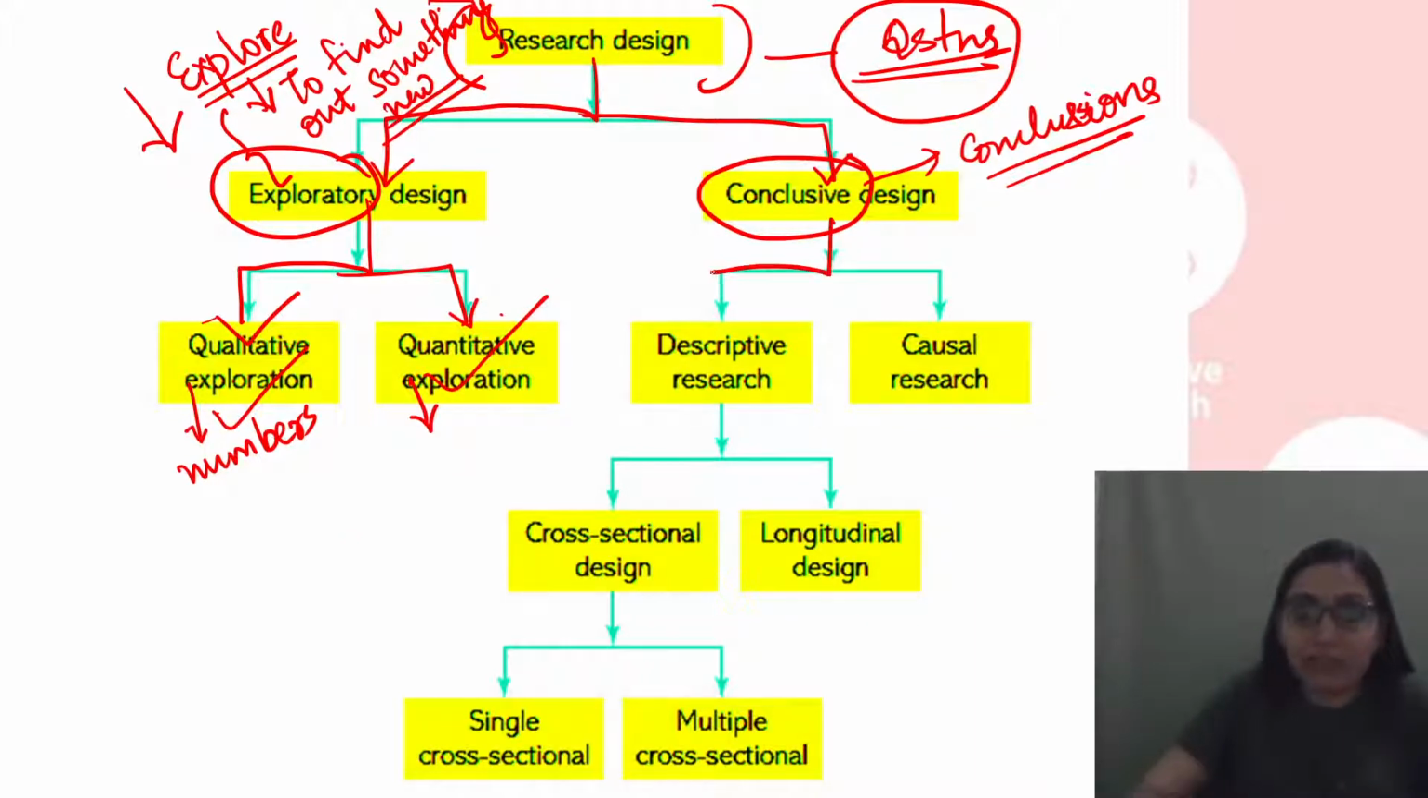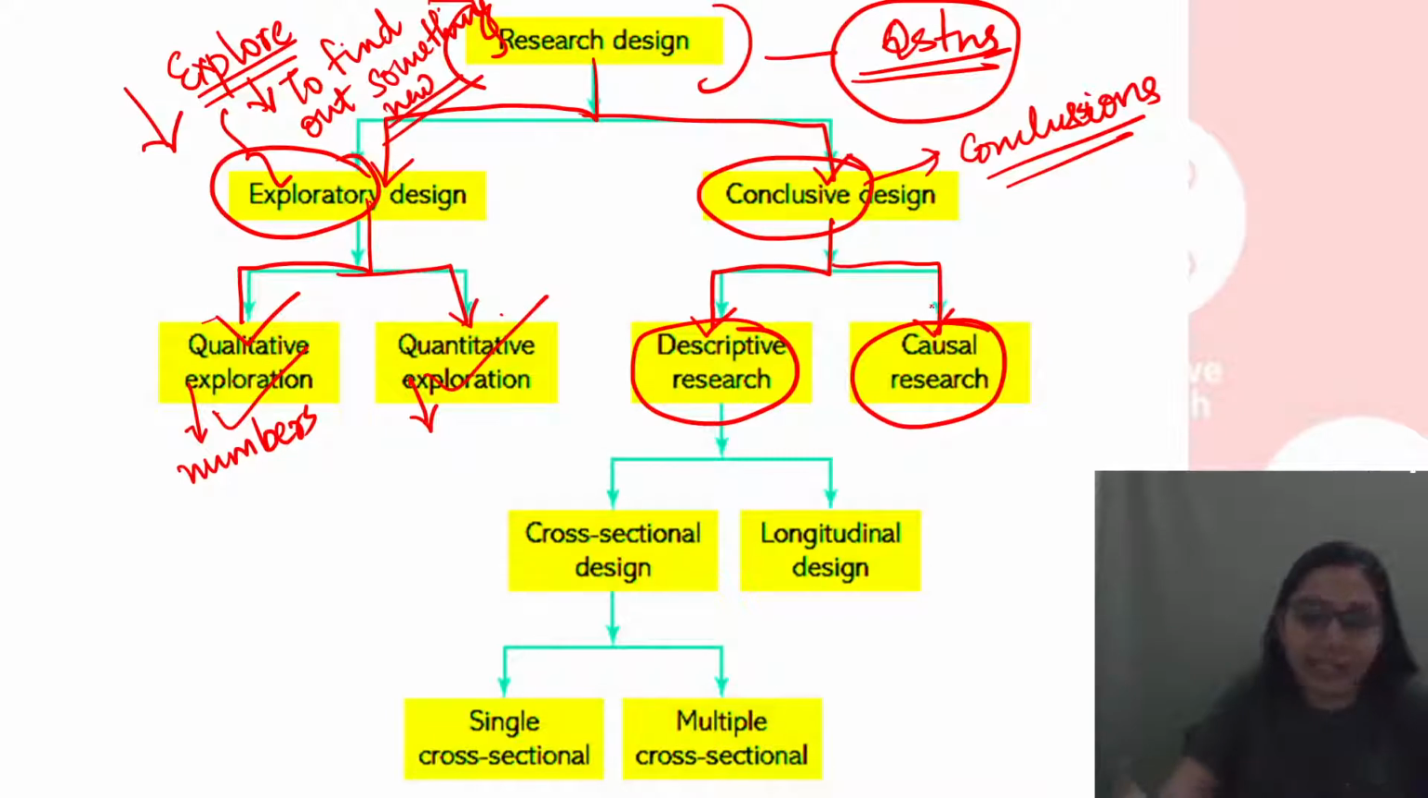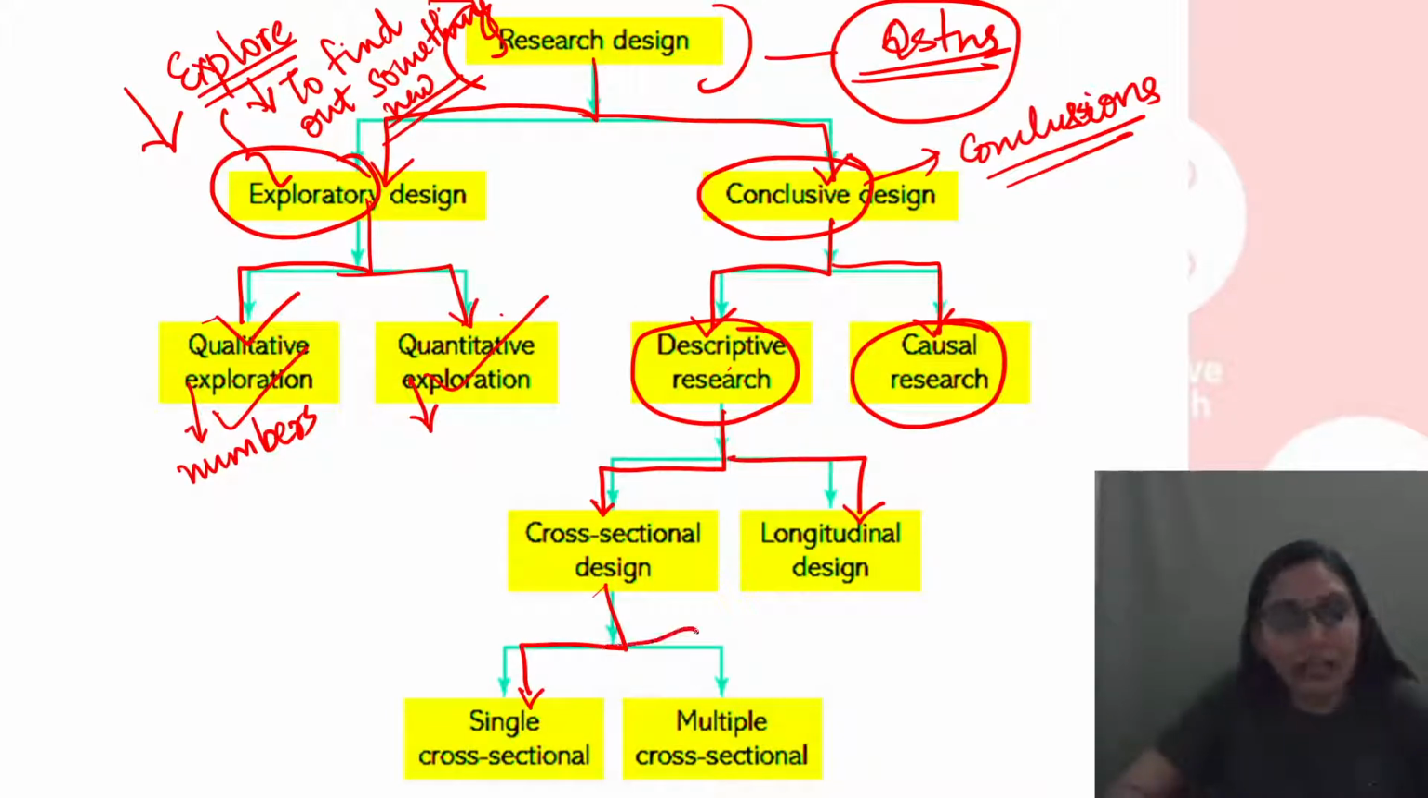Then, conclusive design can be further divided into two, that is descriptive research and causal research. All this we will see later. That's why I'm not explaining it right now. Now, the descriptive research can again be classified into cross-sectional and longitudinal research. Then cross-sectional research is again divided into single cross-sectional and multiple.